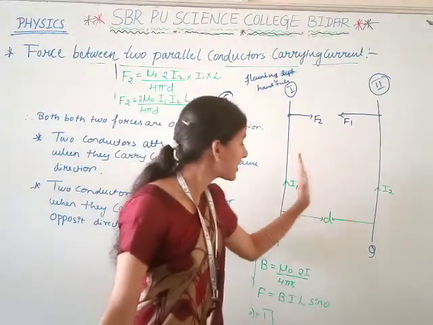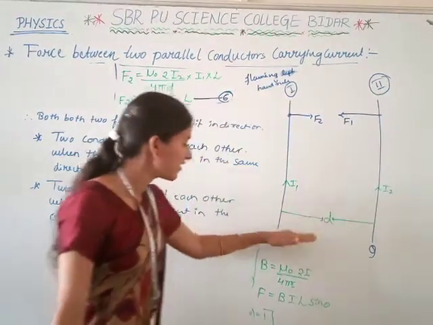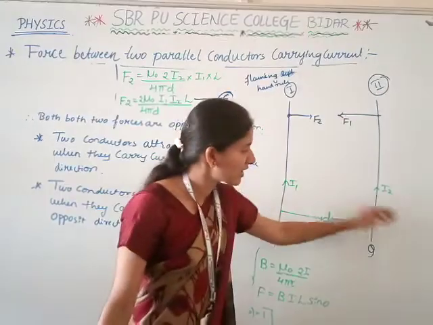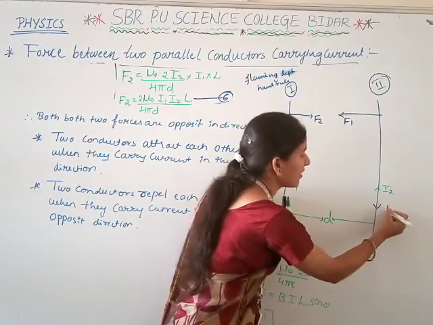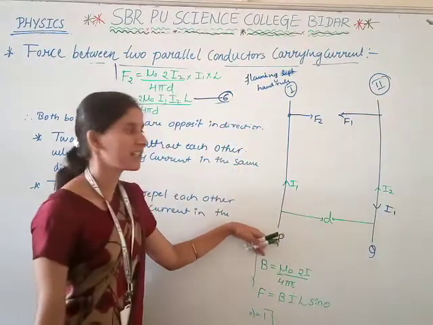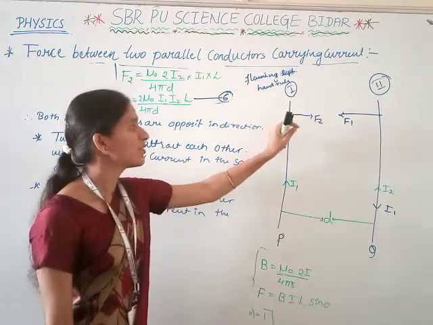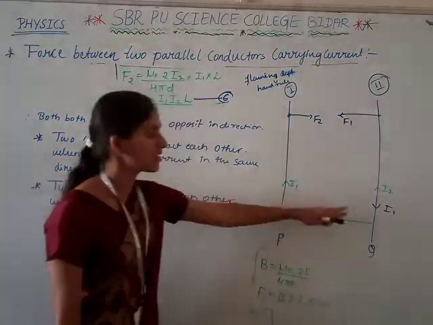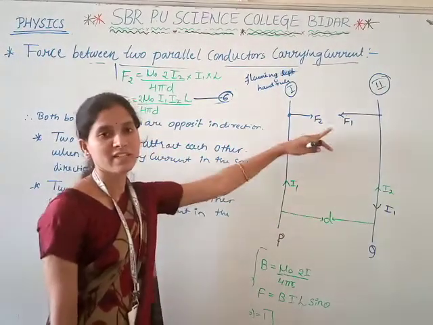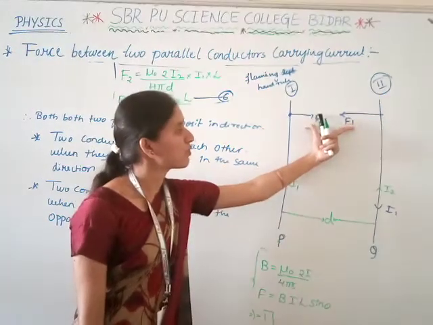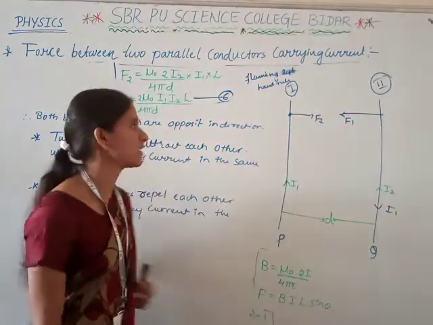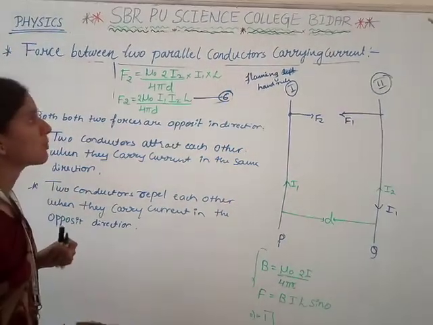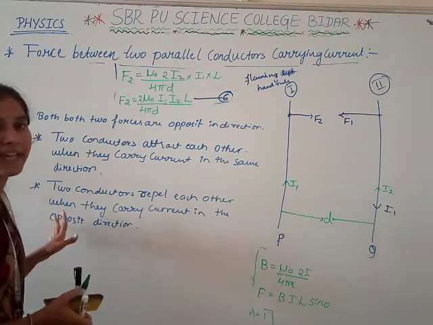If we consider the currents in opposite directions, that is, P has current in this direction and Q has current opposite to that, it shows repulsion: one force is in this direction and the other is in the outward direction. Now we are considering both currents in the same direction, that's why the forces F1 and F2 attract each other. This is about the force between two parallel conductors carrying current.